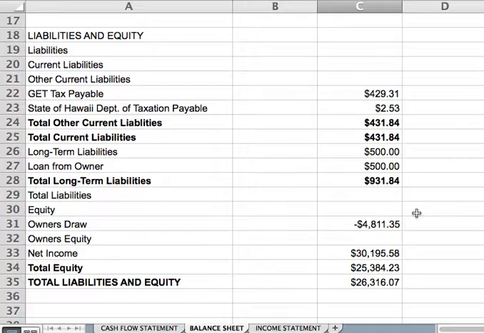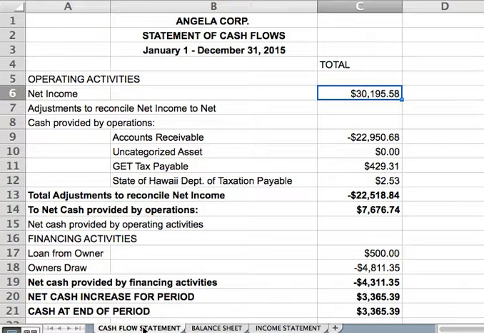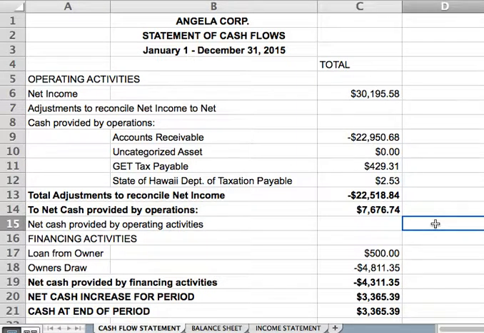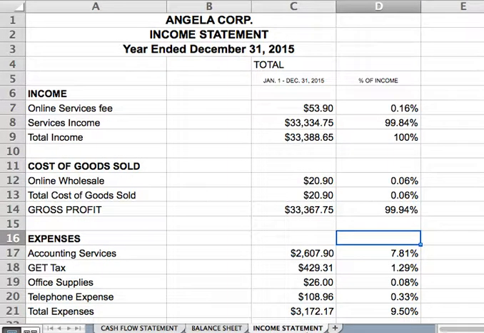How to prepare a cash flow statement using the direct method. The operating activities section is the only section that differs between the direct and indirect method. The direct method uses each line item on the income statement and converts it from accrual basis to cash basis.